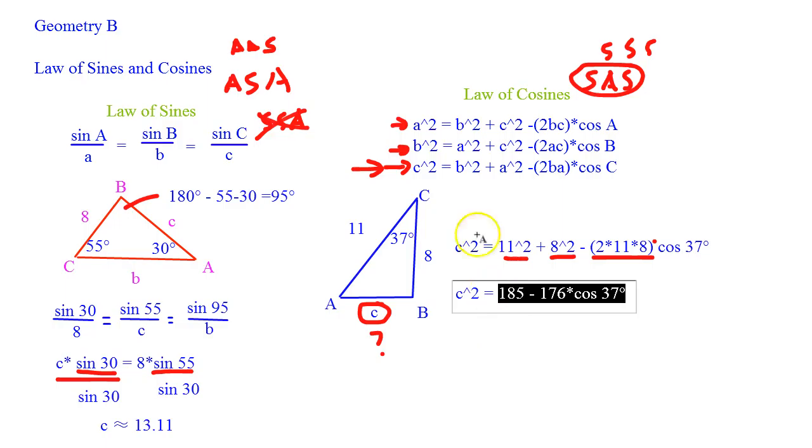That whole thing should turn into 44.44. Now, am I done? No, because if you notice, this is just c squared, and I want c.